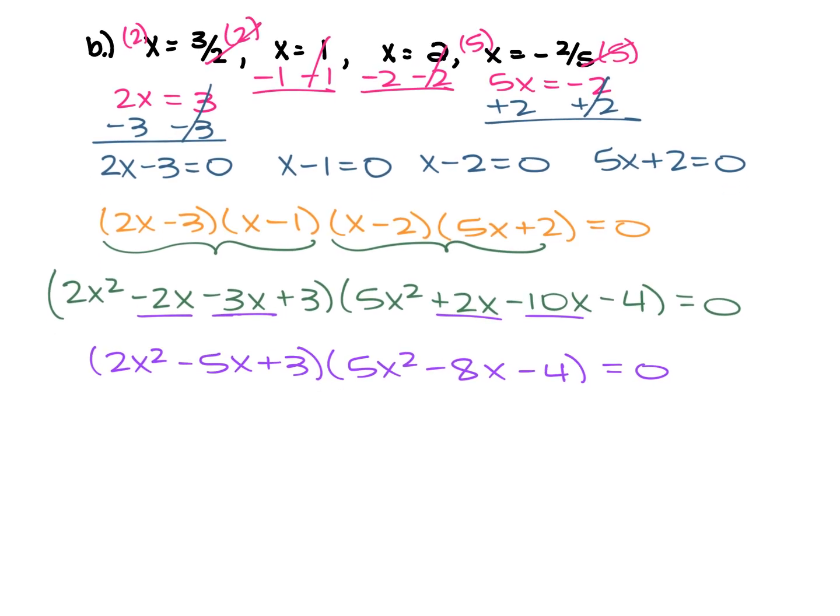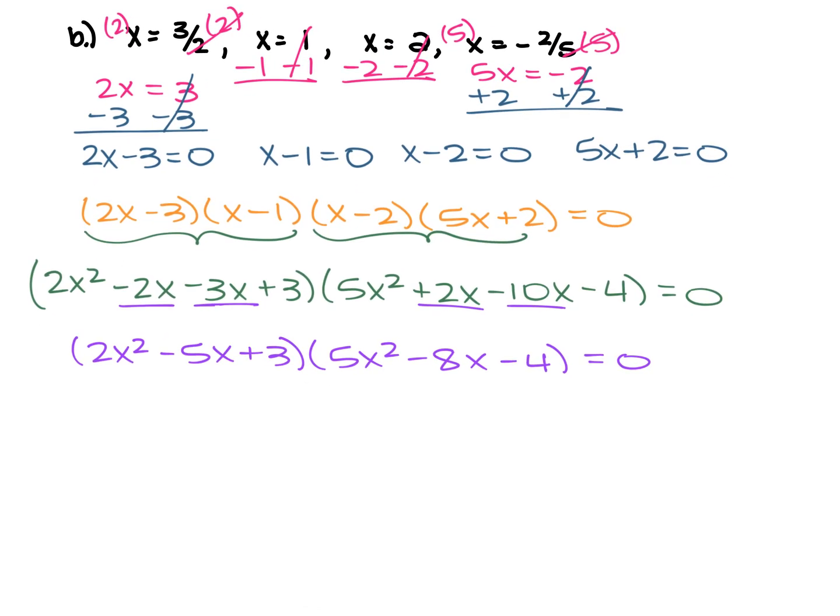trinomials together. So we're going to start with the 2x squared, multiply it into the second set of parentheses. So 2x squared times 5x squared is 10x to the fourth power. 2x squared times negative 8x is negative 16x cubed. 2x squared times negative 4 is negative 8x squared.